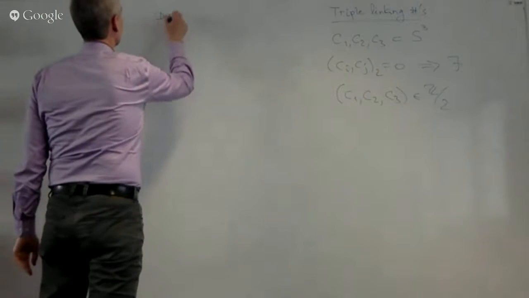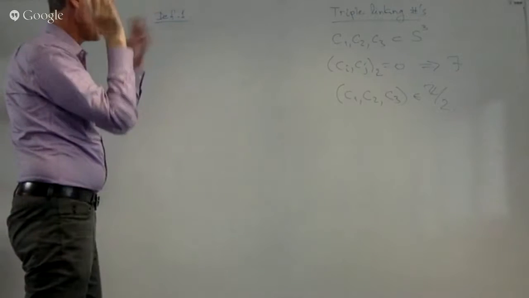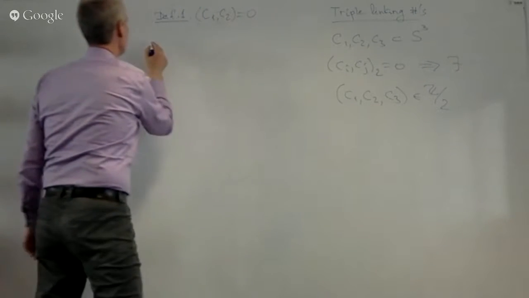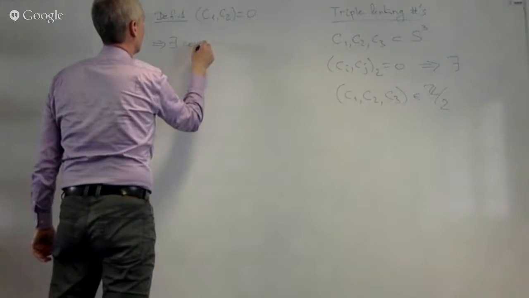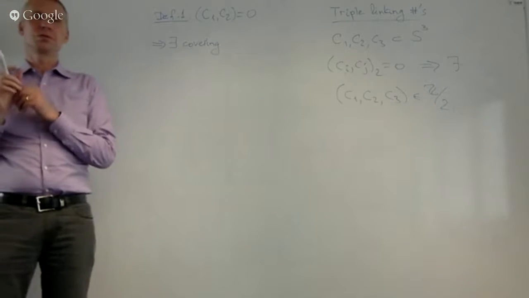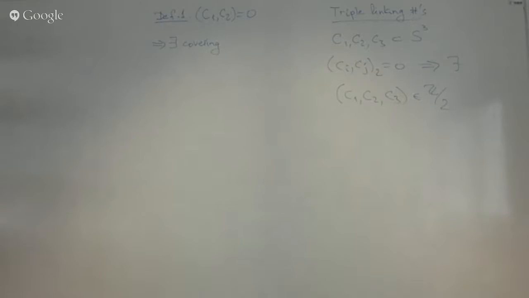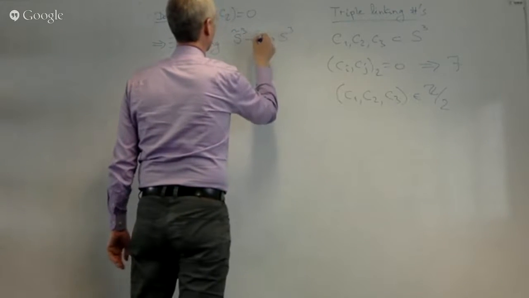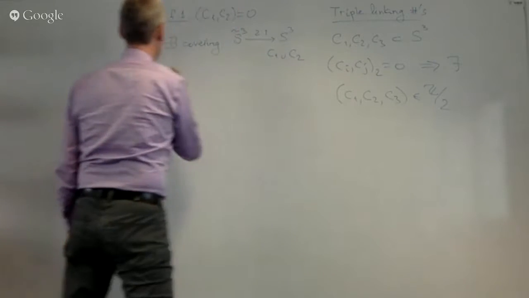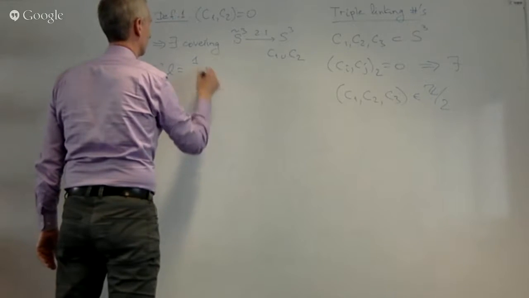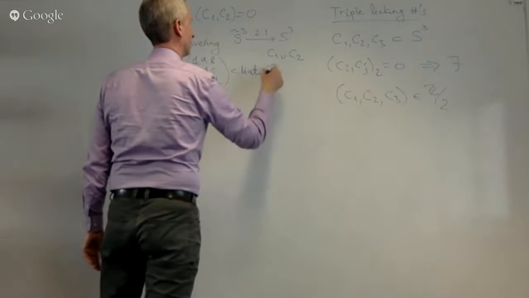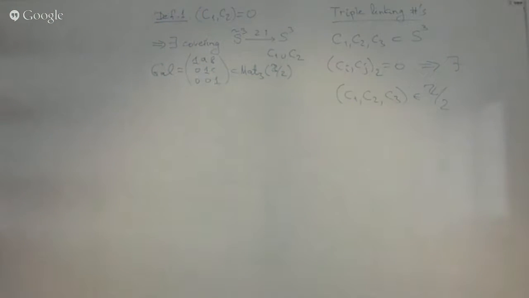Definition 1. First, some preliminary information: if the linking number of C1 and C2 is 0, then there exists a covering ramified along C1 and C2, but with the Galois group being the Heisenberg group. So let me just postulate this first.